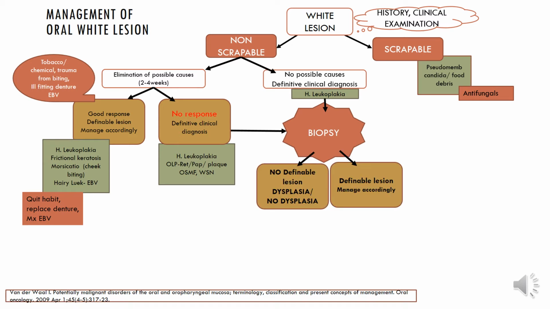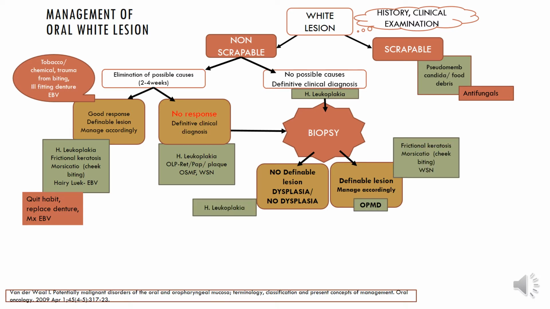When you perform a biopsy, you could have two outcomes to it. First of all, you could have again a lesion which cannot be defined and you're either looking at dysplastic or non-dysplastic areas, or you could have a definitive diagnosis that comes out as a lichen planus, or you know clinically that it looks like OSMF, and on biopsy also it looks like OSMF. So that could be the two possible outcomes.